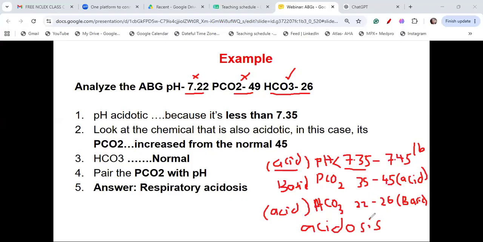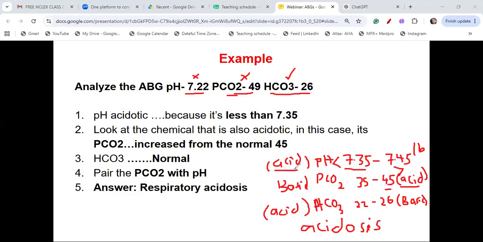Our final name will be acidosis because of the pH. The pH is the one that gives acidosis or alkalosis. We move to CO2. So we are looking for something that's going to match our pH, that means whatever is matching acidic. So let's look at PCO2. Our CO2, where is it lying? It is above 45. So it's on this side. Which side is that? It is the acidic side.